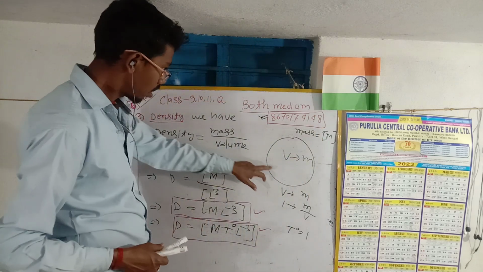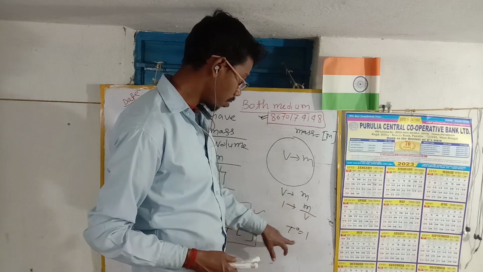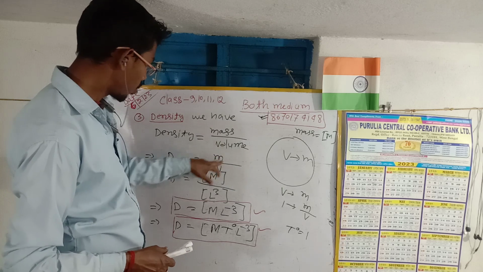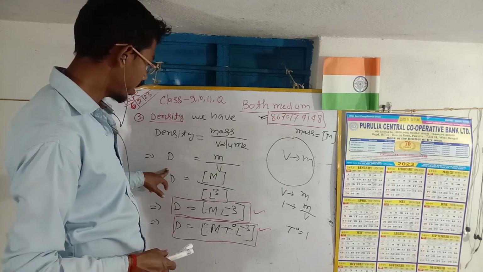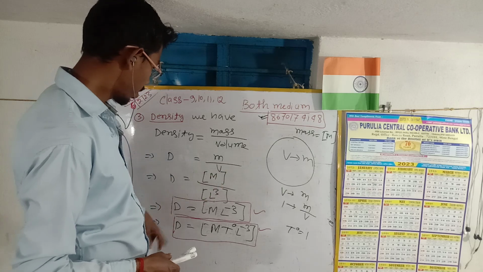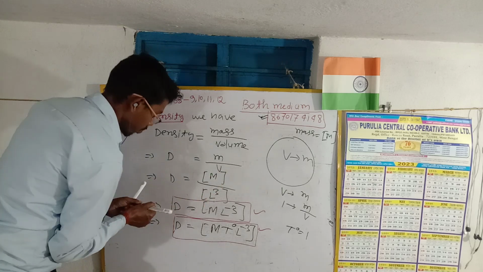So the volume V has mass m. So density equal to mass m upon V. Density is denoted by D, mass is denoted by m, and volume is denoted by V.